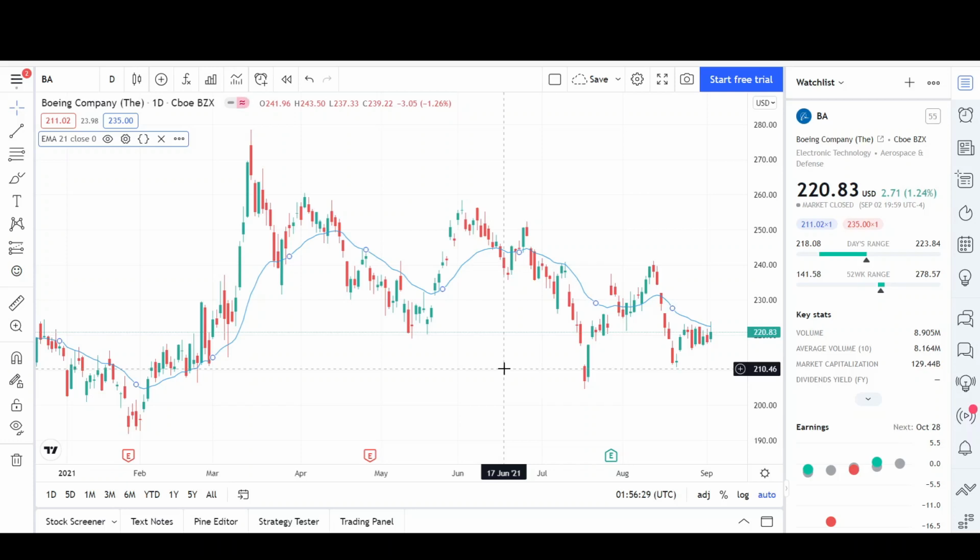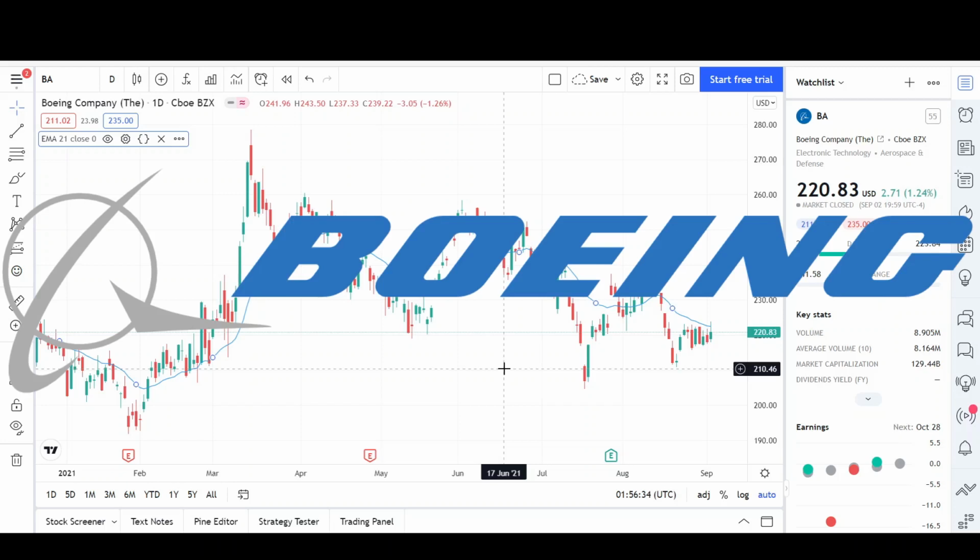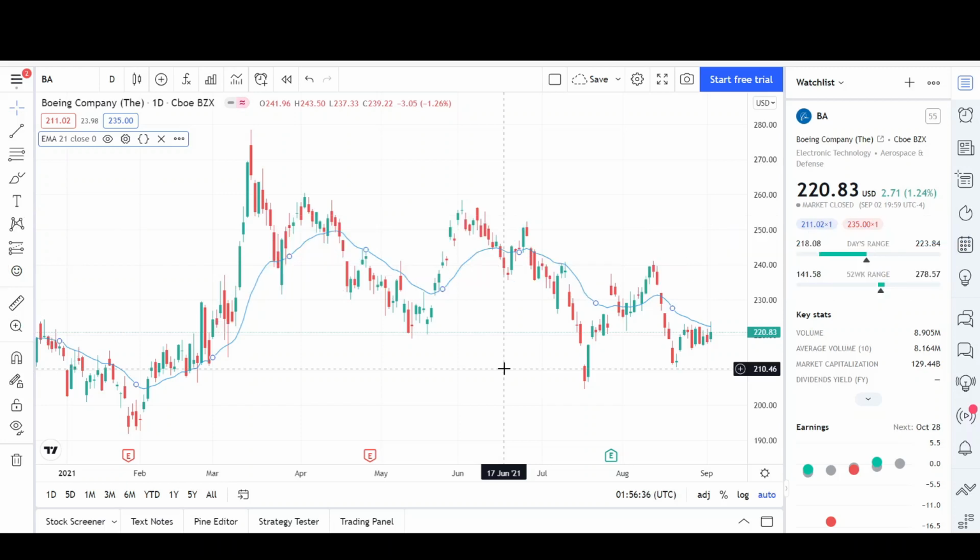What's up, traders? This is Vee Trades, and today I'll be doing a technical analysis breakdown for Boeing with the ticker symbol BA. The last time I looked at this company was back on August 1st, so I have about a month's worth of price action to discuss.